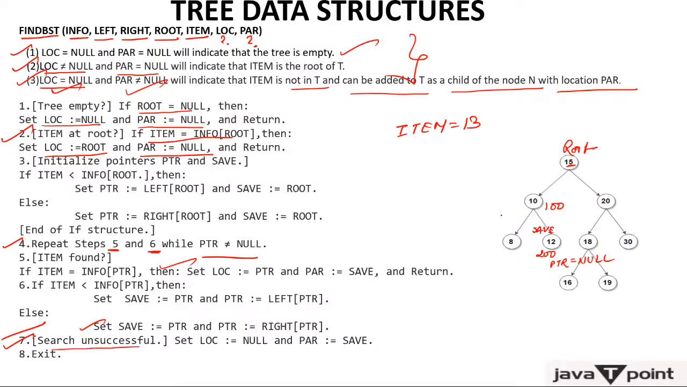Search unsuccessful. Yes. Right. Location is equal to null. So what is location? Location is null, obviously. And parent is equal to save. And what is save? Save contains the address of this node 12 and the address is 200. Then parent is save. So parent will have save. And what is there in save? 200. Fine. So this is all the algorithm is about.